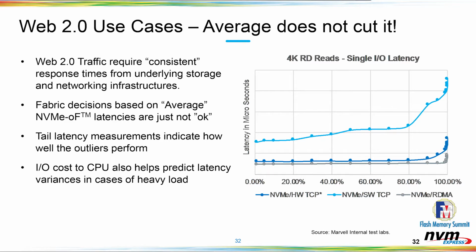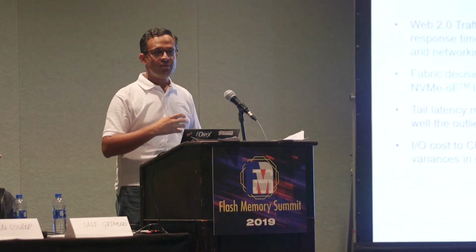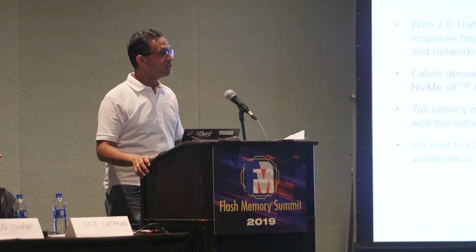The very bottom of the row, the grayish color, is NVMe over RDMA, in this case NVMe over RoCE v2. And you see this line is pretty flat, right? Only towards the very end do you see slightly higher tail latency. So if you have highly tail-latency-sensitive applications, NVMe over RoCE is a great choice.